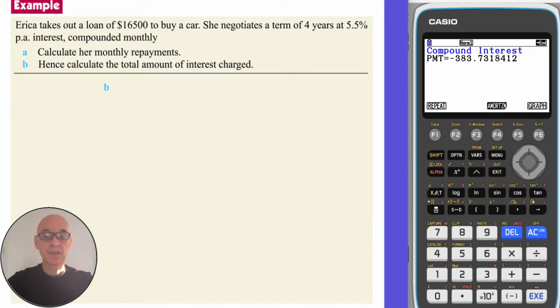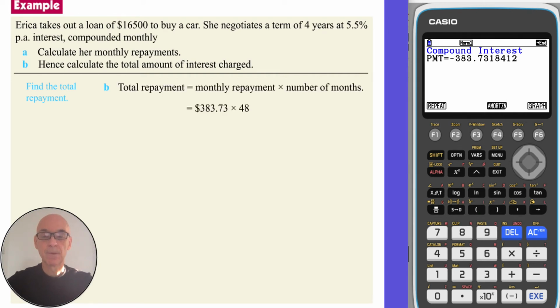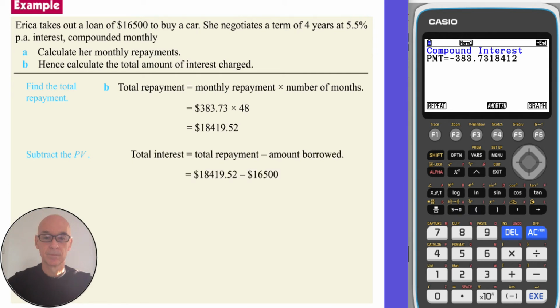In part B, to calculate the total amount of interest charged, we calculate the total repayments by multiplying the monthly repayment by 48. This gives the amount shown, and if we subtract the amount borrowed, we get a total interest charge of $1,919.52.